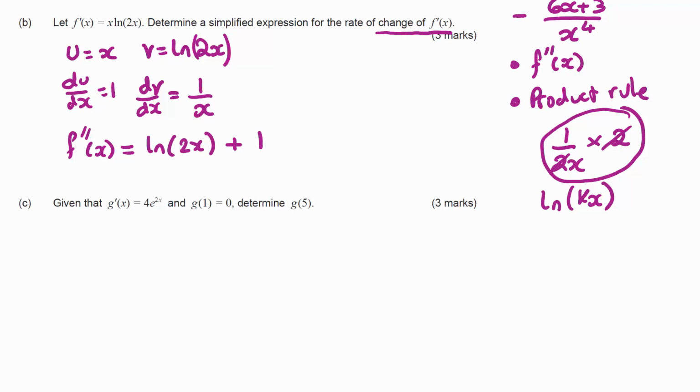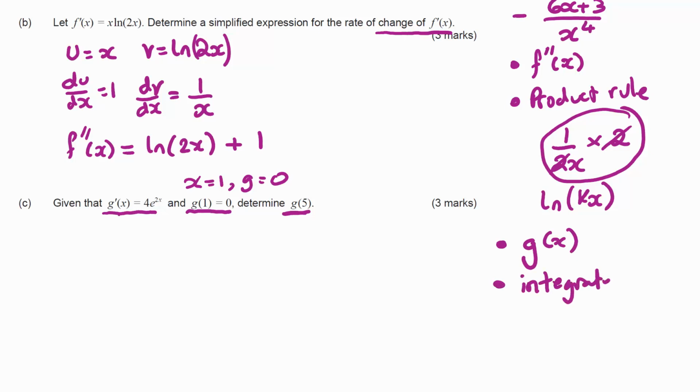Now for part C, we're given that the differential is 4e to the 2x. We're also given some information. This information tells us that when x is equal to 1, g is equal to 0. And we want to go ahead and find g of 5, which means along the way we need to find g of x, and that means that we need to integrate.